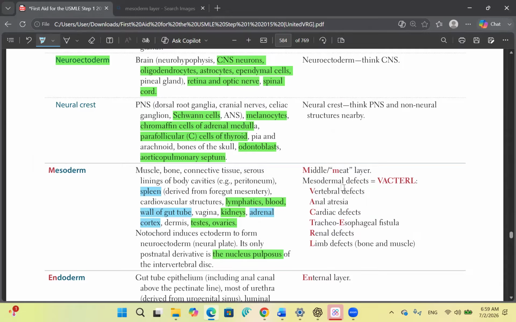Okay, so the middle layer, the mesodermal defects, are VACTERL: vertebral defects, anal atresia, cardiac defects, tracheoesophageal fistula, renal defects, and limb defects, bone and muscle. It says there's a defect in limb development, but they've not said how. So again, vertebral defects, anal atresia, cardiac defects, tracheoesophageal fistula, renal defects, and limb defects, bone and muscle.